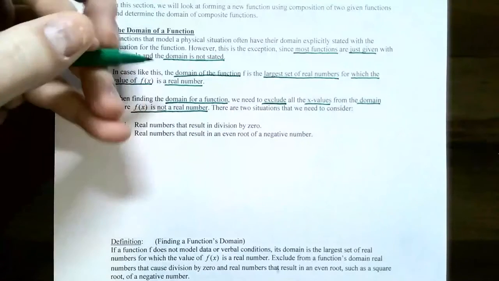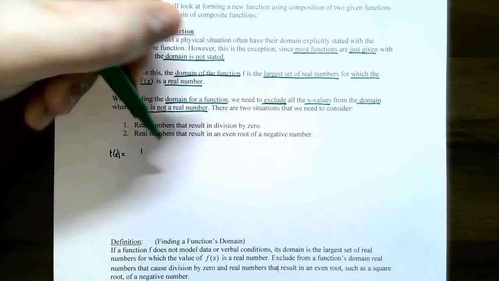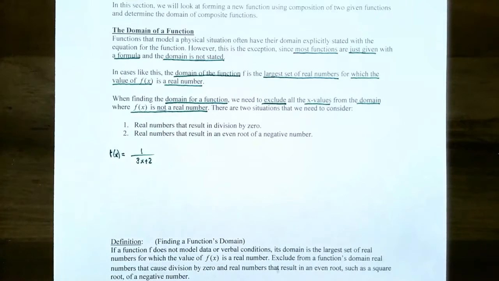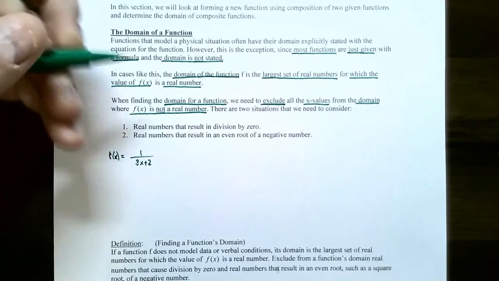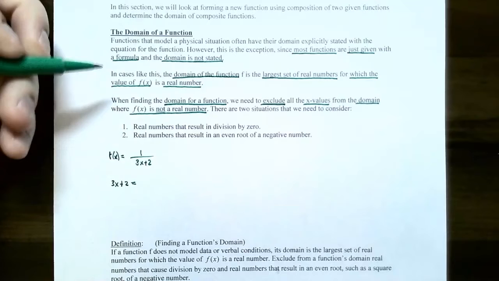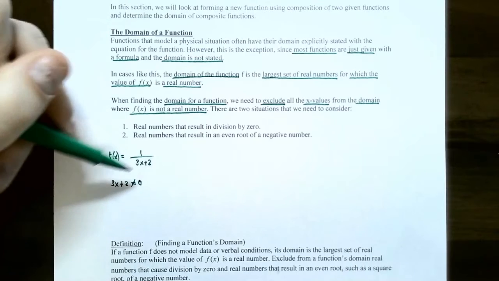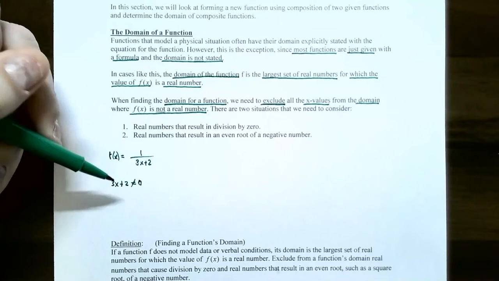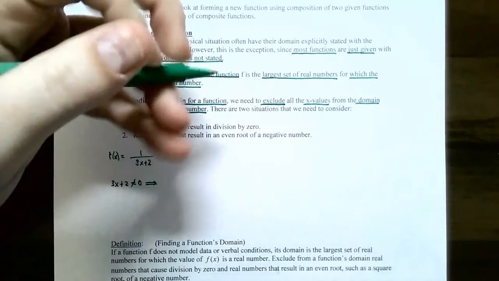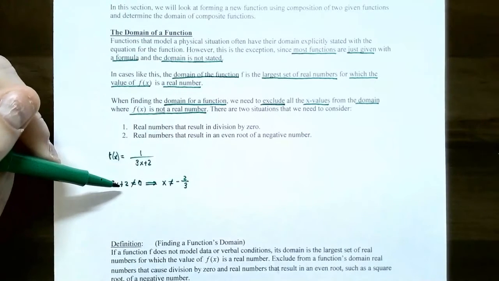Let's look at an example of number one. f of x is equal to 1 divided by 3x plus 2. What would make the denominator 0? We can plug in any x value that we want, but we want to make sure that the denominator is not 0. So take the denominator, set it not equal to 0, and now you can solve for x. When you solve for x, you'll come up with x is equal to negative 2/3. x cannot equal negative 2/3 after you subtract 2 and divide by 3.